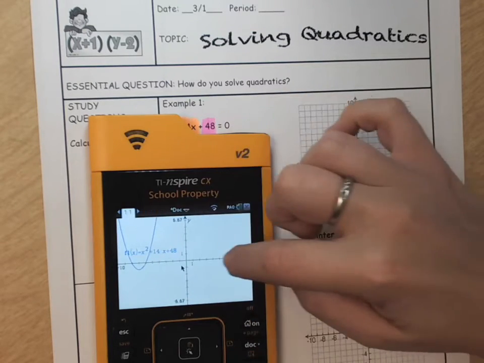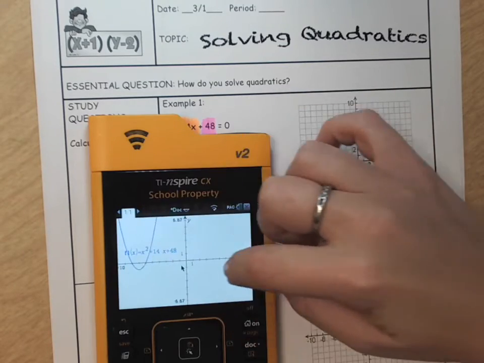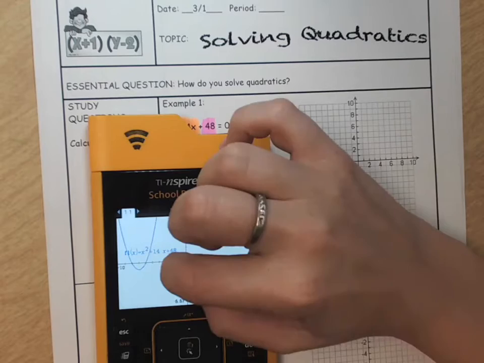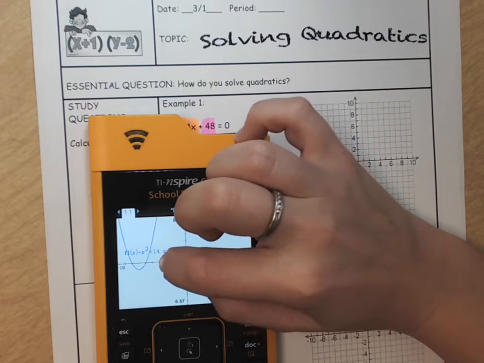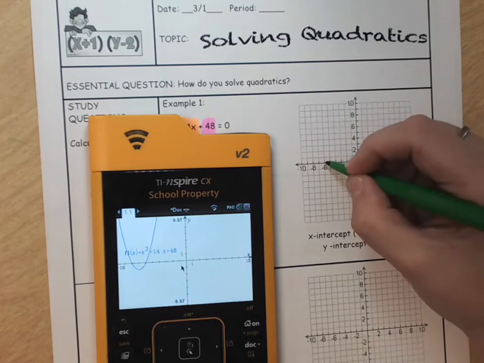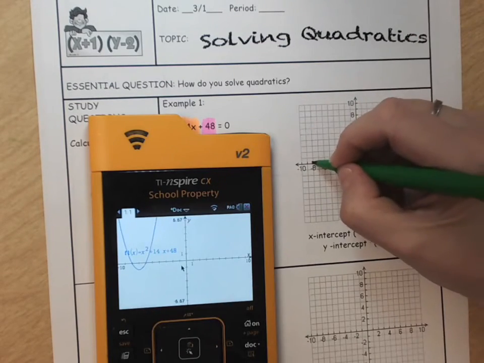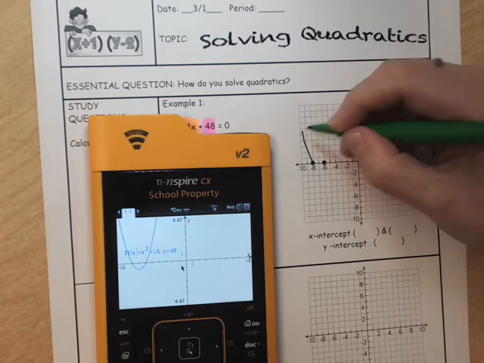Where it touches the x-axis, that is our solutions or our answers. So notice if you count 1, 2, 3, 4, 5, 6, it is -6. So it touches here at -6. 7, 8, it also touches at -8.